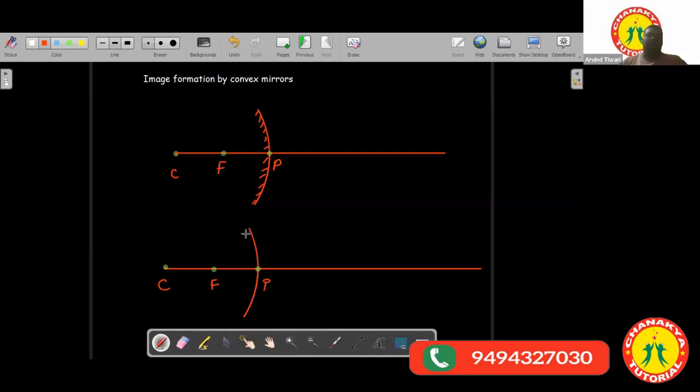So see, prepare your mirror and now let us see the two rules first. We must understand the rules which we are using for drawing the ray diagram. So the very first one, if you take a ray of light parallel to the principal axis. So see here we take a ray of light parallel to the principal axis, and this ray of light is striking the mirror like this.